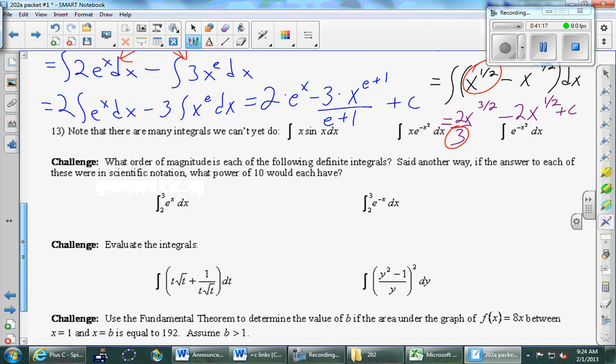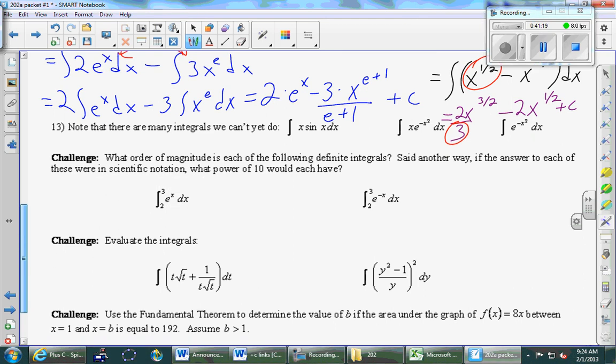All right, so number 12. Note there are many integrals we can't get due. X times sine of x. Can't I just take this x outside like we did before? Just bring the x out in the front? I know. It's not a constant, it's a variable. It's really important to make that distinction. Under no circumstances are we ever allowed to take a variable outside of the integral. Constant multiples only. So what do we do when we have multiplication? One function times another. We don't know yet.